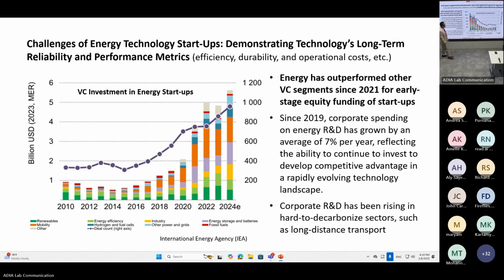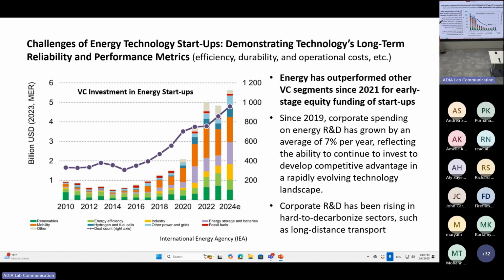Next one. I grew up in the technology base and look at the startups. So what are the challenges? What is important for energy startups? Very simple: demonstration of the technology's long-term reliability and performance metrics like efficiency, durability, and operational cost. So this plot comes from the IEA a few months ago, earlier this year. The important note here is that energy has outperformed other VC segments. That's a very important message.